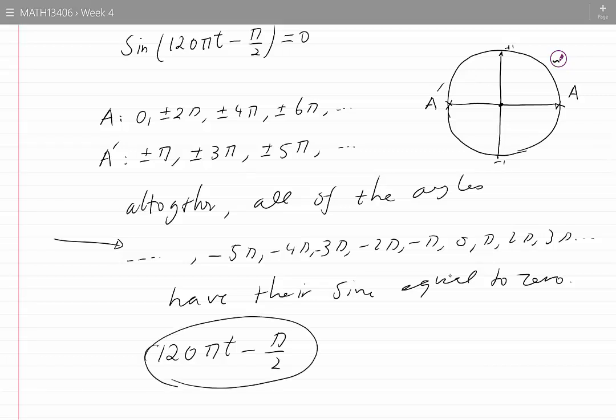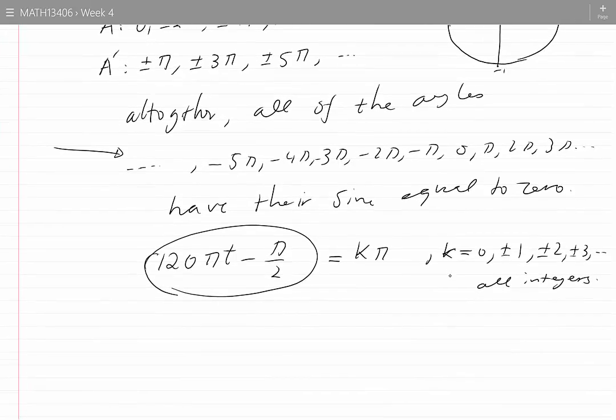So I'm going to equal this to all possible multiples of pi, k pi, where k could be 0, plus and minus 1, plus or minus 2, plus or minus 3, and so on, all integers. So k could be any integer. Now for any k, I have one solution for this equation. I can find 1 t. Let's leave the k as it is in the equation and solve the equation for t.